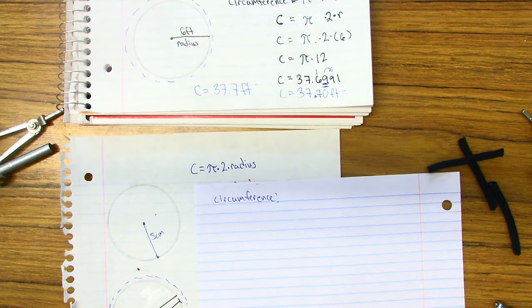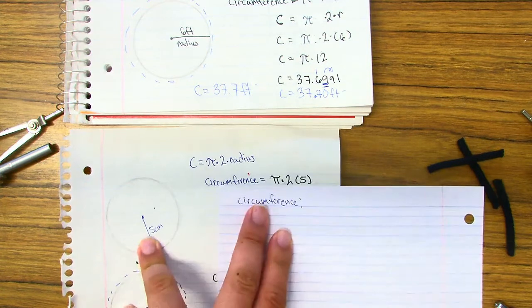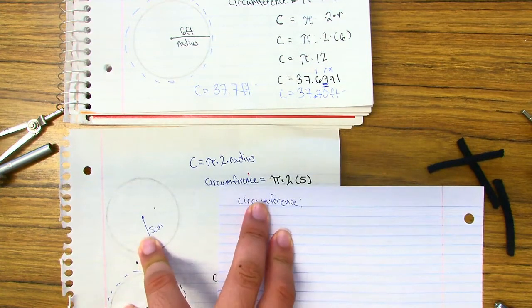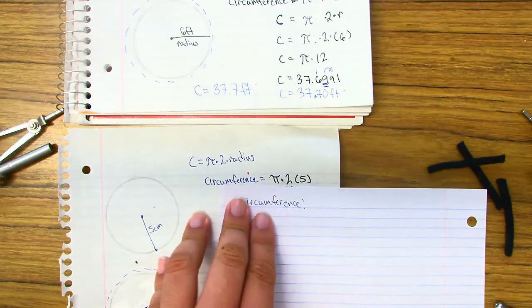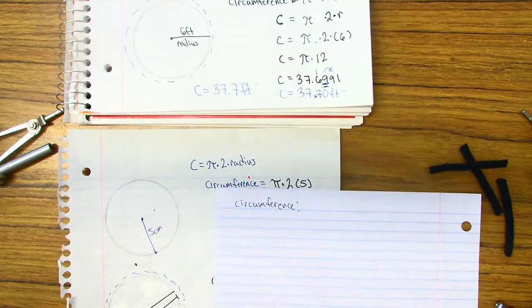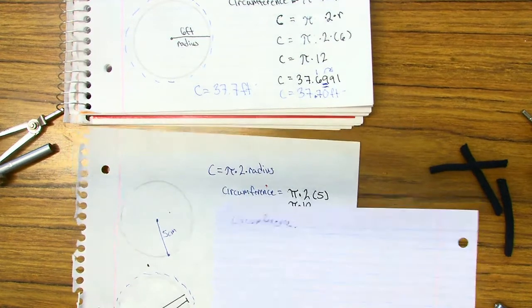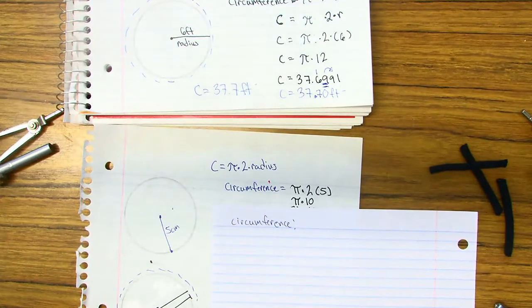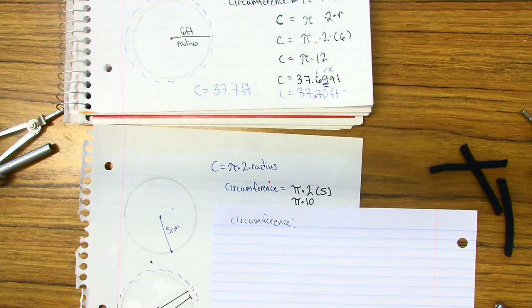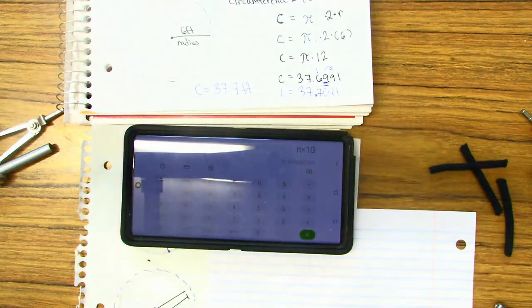What you would do is, first, substitute the value of the radius with the value of 5, because that is the given radius. Next, you would do 2 times 5, which is 10. And then when you multiply 10 times pi, it will give you the value for this.